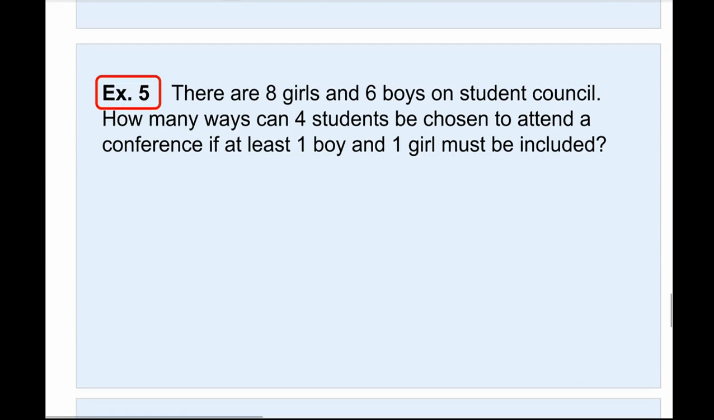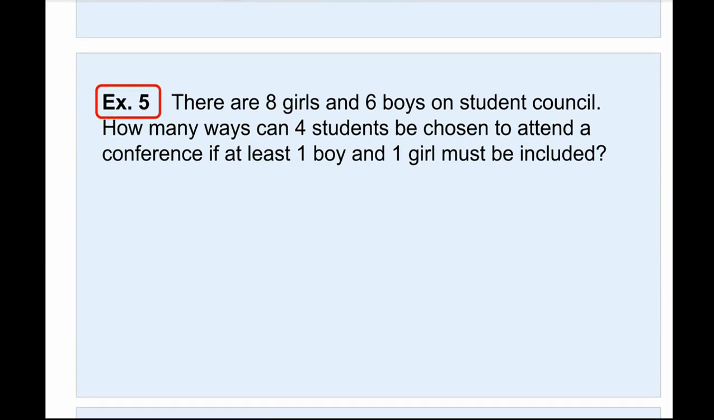For example 5, there are 8 girls and 6 boys on student council. How many ways can 4 students be chosen to attend a conference if at least 1 boy and 1 girl must be included? So again, a lot of different things to think about in this type of question. First, 8 girls, 6 boys in total. We're looking at how many ways can 4 students be chosen. So again, that should be telling us combinations. And then the restriction: at least 1 boy and 1 girl must be included. So that means it can't be all boys and it can't be all girls.